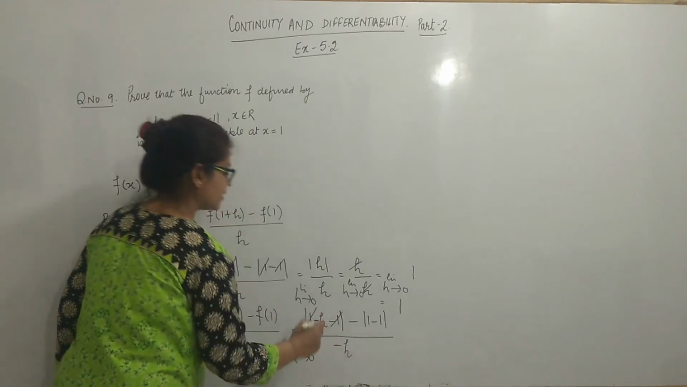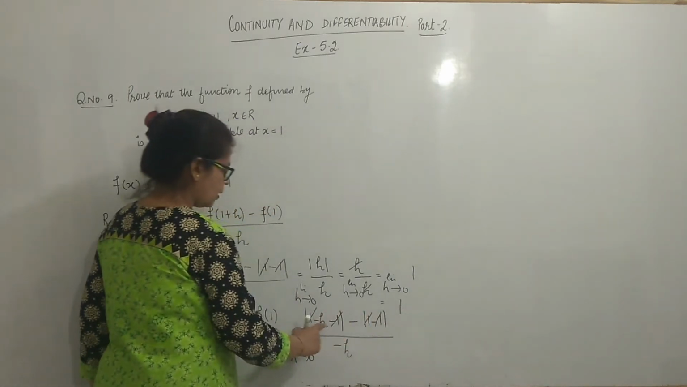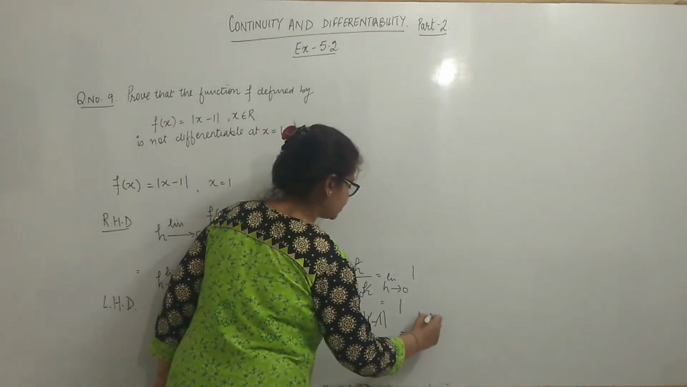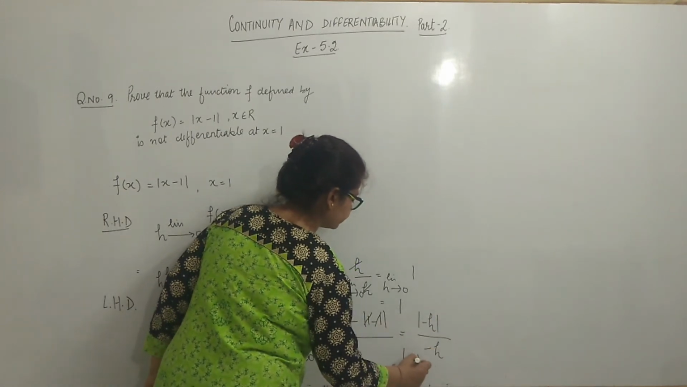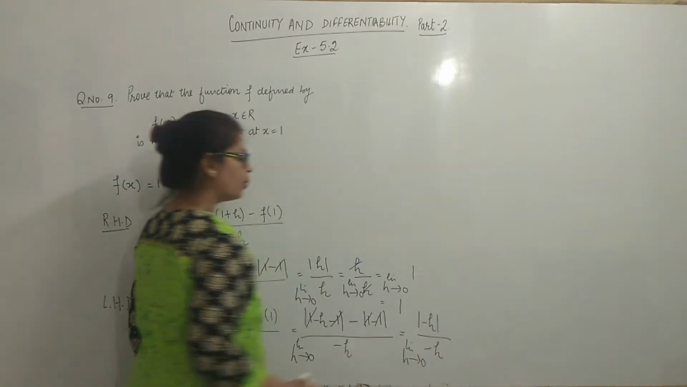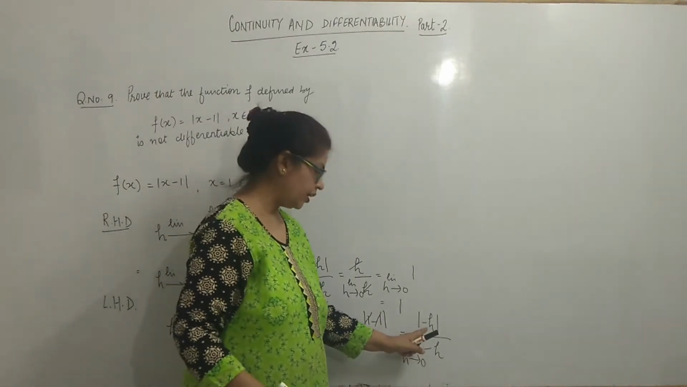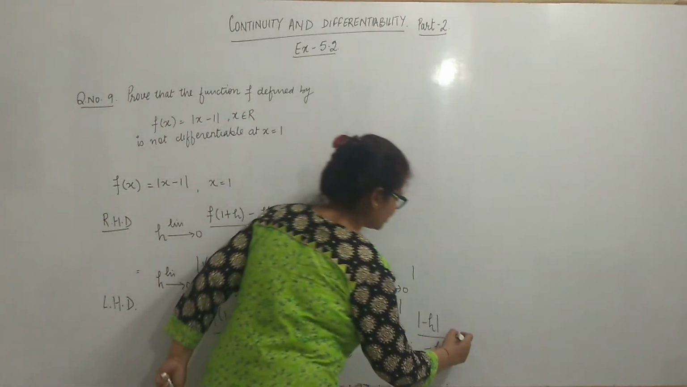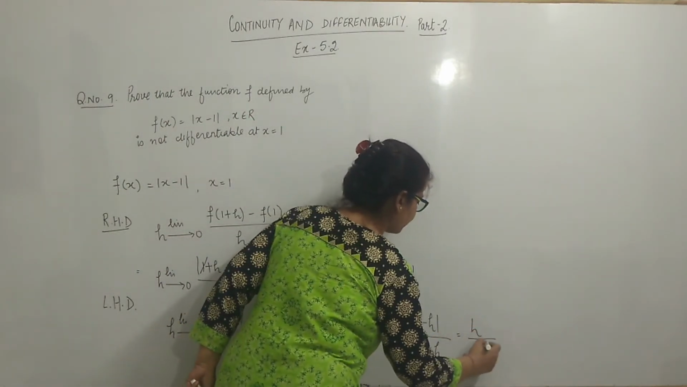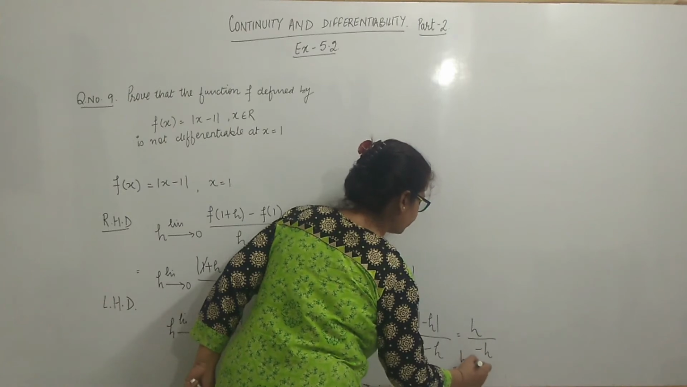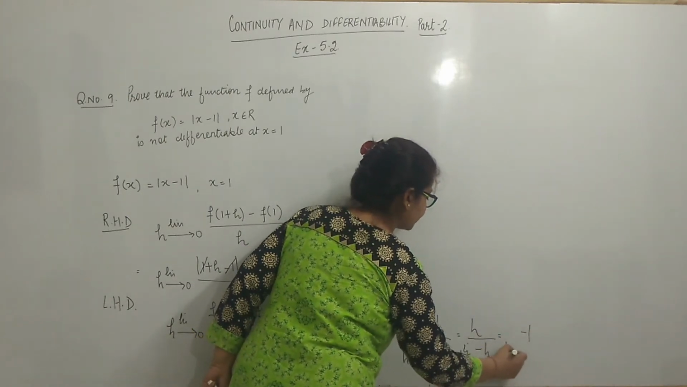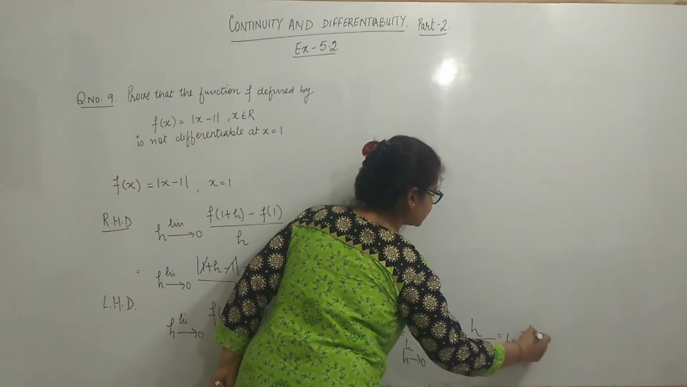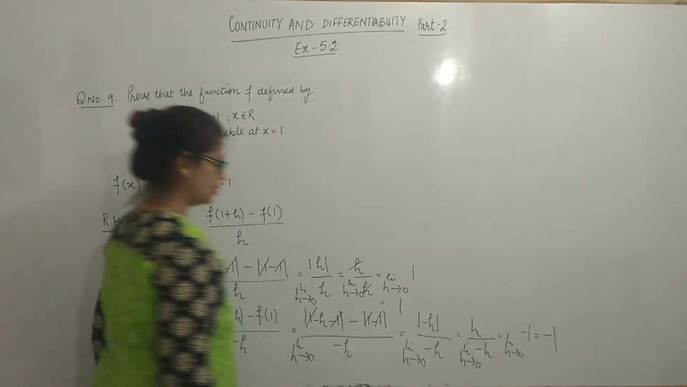1 and minus 1 cancel out. So, modulus of minus h divided by minus h. Modulus will make every number positive. So, modulus of minus h is h upon minus h. Before taking the limit, solve it. We get minus 1. h approaches to 0, limit minus 1, which is minus 1.